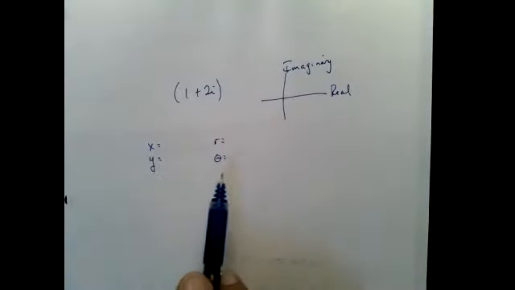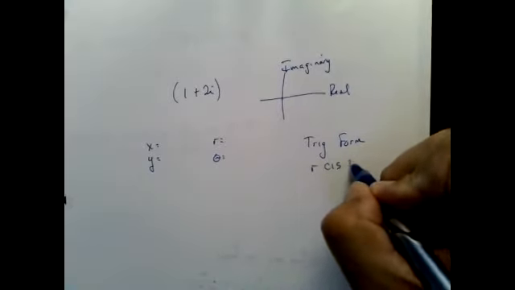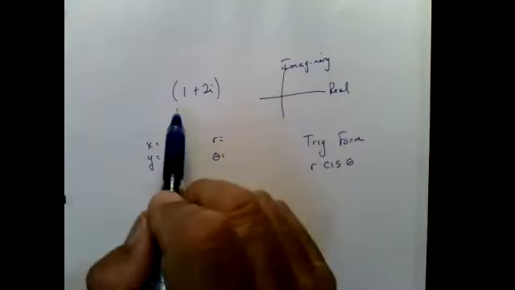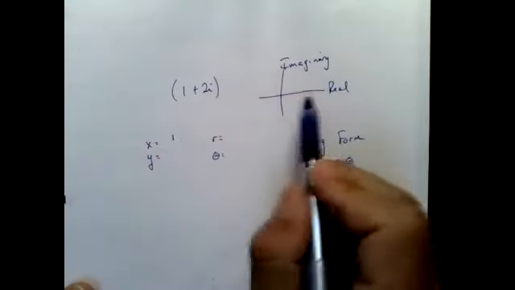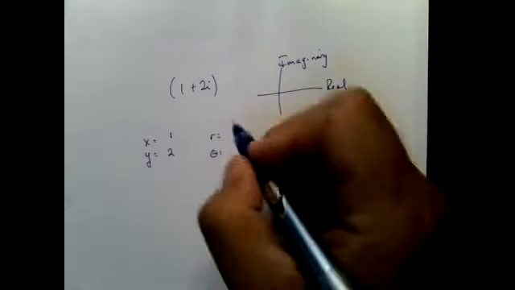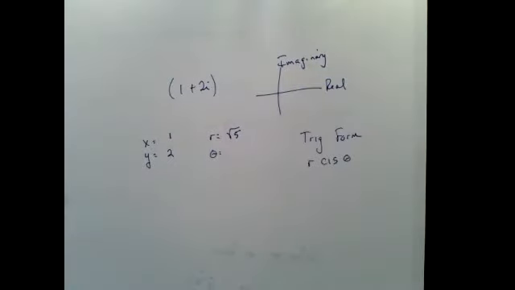A quick review going from rectangular form to trig form. Trig form, as a part of a quickie review, looks like R CIS theta. In this case, I'm given 1 for my X value and 2 for my Y value, and I need to calculate R. R was the square root of X squared plus Y squared, so R became the square root of 5. We were happy with that.